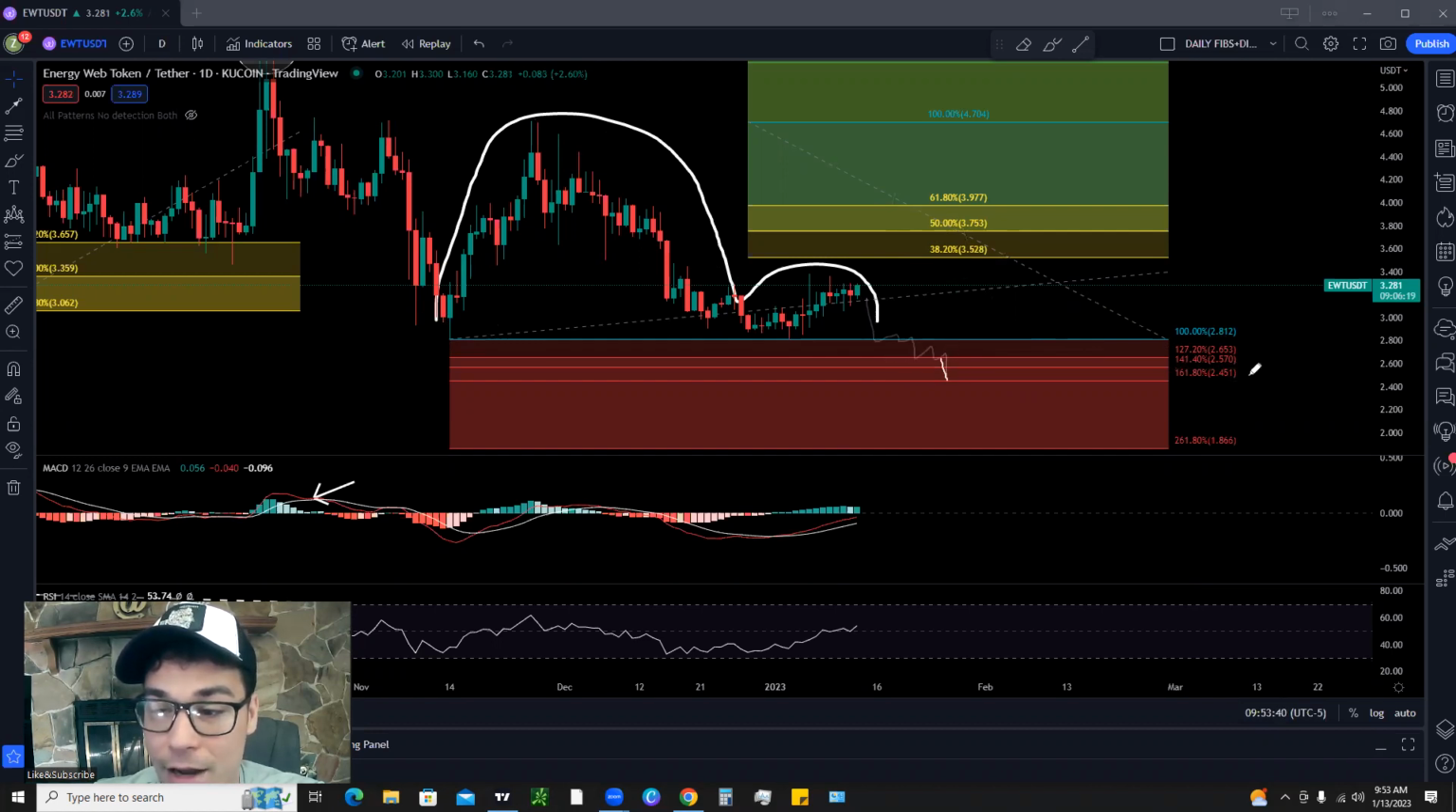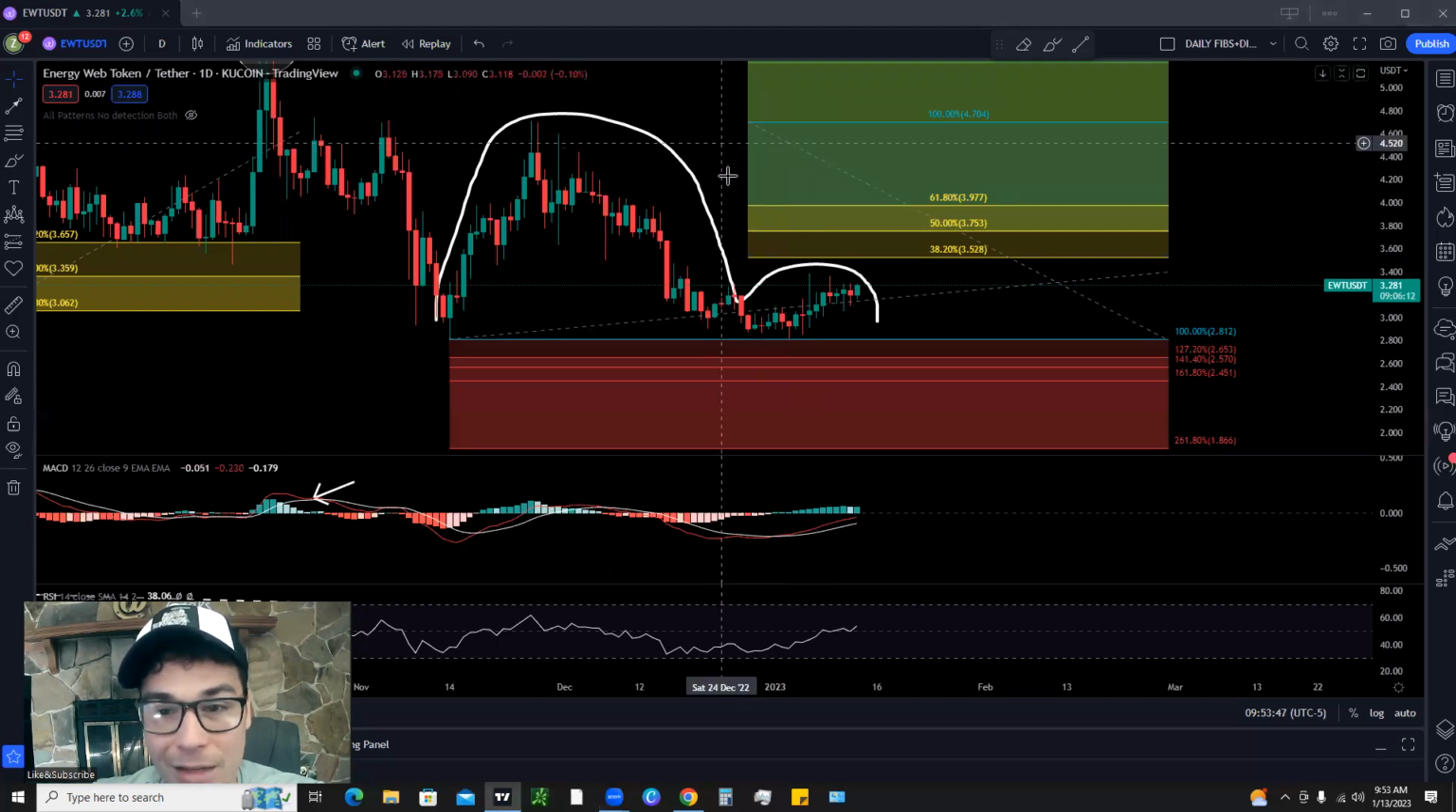Now, if we end up breaking down past 2.45, we could go as low as 1.86. So that's really the bearish and bullish case.